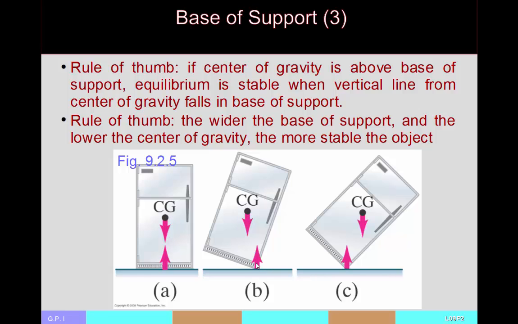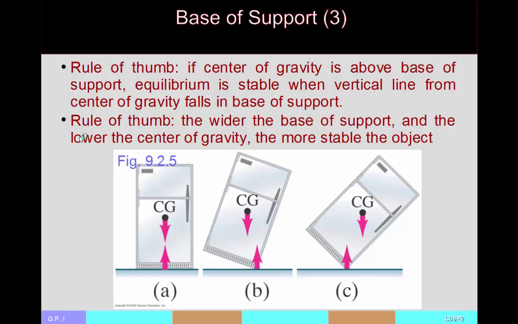Here's our base of support, here is our center of gravity. If you drew a vertical line, it would go through this section of the freezer, therefore the freezer is going to tilt so that this is the section that is back on the ground. Over here you have a non-stable condition. It's going to actually fall over on its side. That's because if you were to draw a vertical line from the center of gravity downward, you'd find that it does not pass through the original base of support, and therefore it's going to tip over.